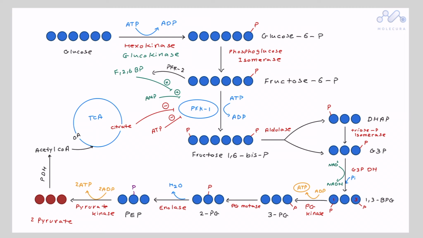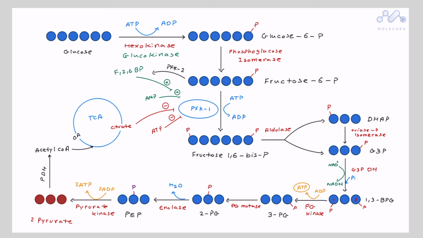Now, the next one that we're going to talk about is what happens here, and we will briefly talk about what happens here. In this reaction, our phosphoenol pyruvate is getting converted into pyruvate. And through this reaction, two molecules of ATP are getting generated.